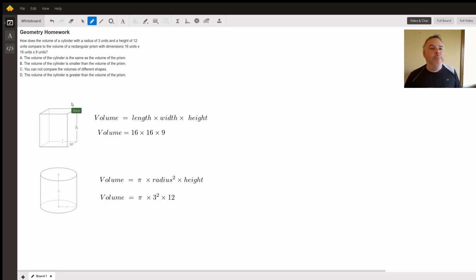And for this problem, for the cylinder, they gave you a radius of 3 units and a height of 12 units. So you can substitute those in. 3 squared is 9 times 12 times pi, and you could compare these two. And again, since the units are quote unquote the same, you could make them, like I said, inches or something else if you chose to. And then once you do these calculations, you can compare them yourselves and answer the question that you think is right.